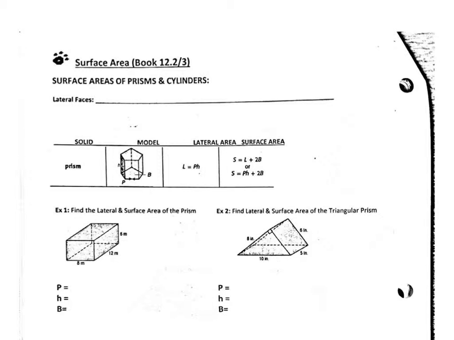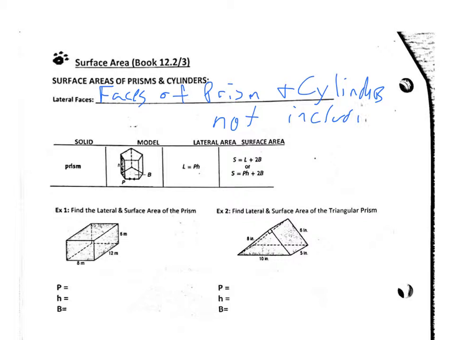Okay, we're going to look through our notes quickly today about surface area of prisms and cylinders. The lateral faces, what we're talking about when we talk about the lateral faces, are the faces of prisms and cylinders not including the bases. So we're talking about the area, the surface area of everything but the two bases.